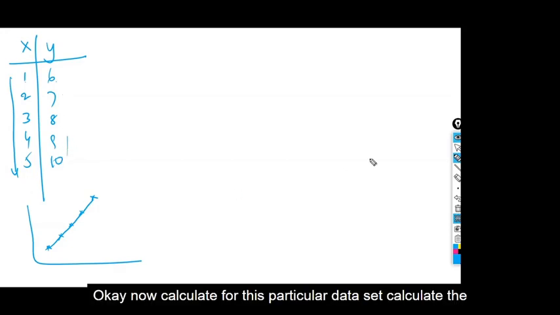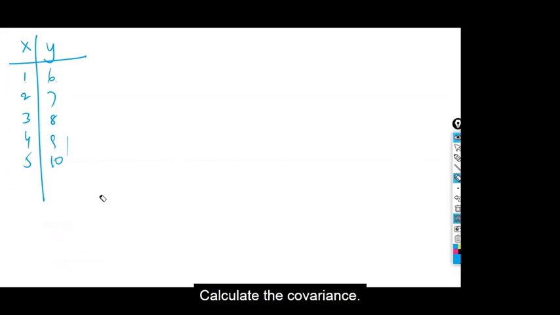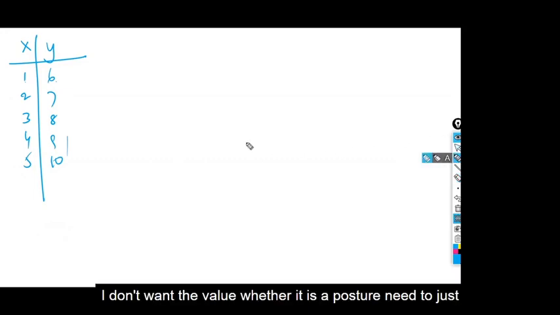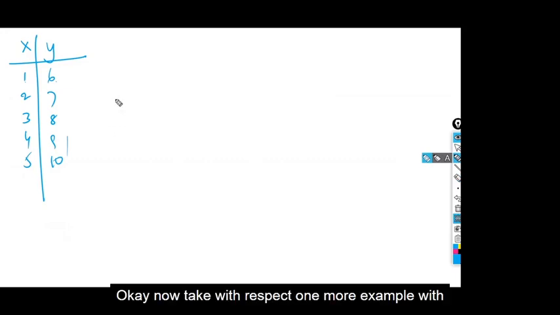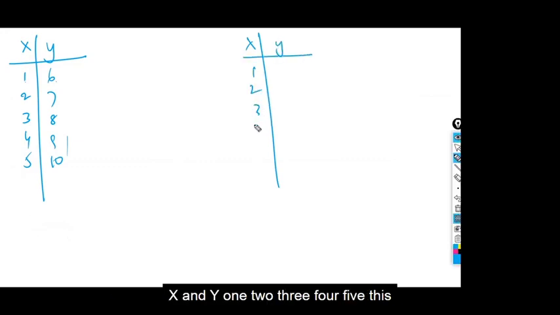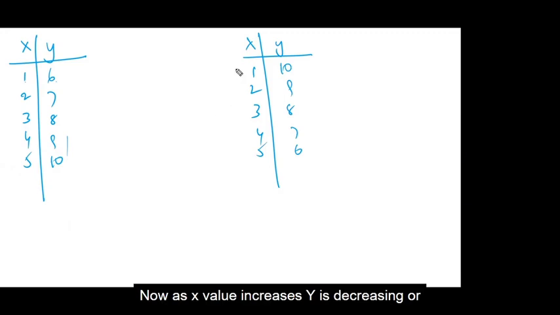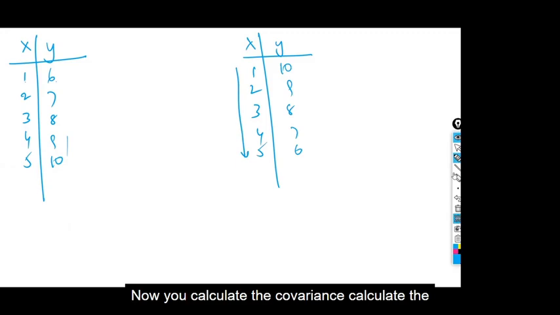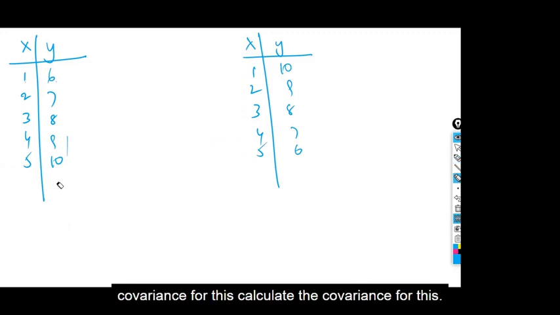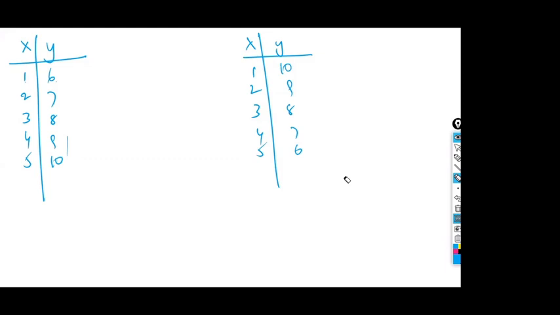Okay. Now calculate for this particular data set the covariance. I don't want the value, whether it is positive or negative, just tell me that. Okay, now take one more example with x and y. 1, 2, 3, 4, 5. This time 10, 9, 8, 7, 6. Just opposite. Now as x value increases, y is decreasing or increasing? Now you calculate the covariance for this.